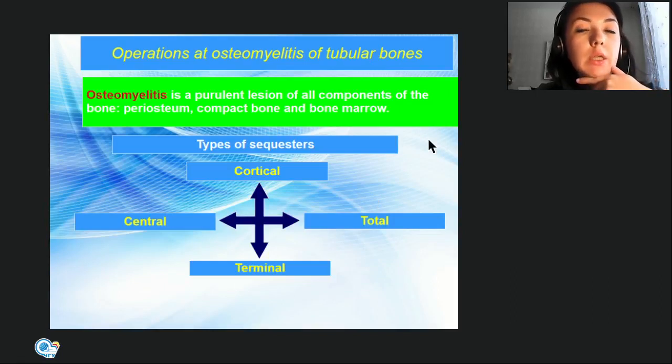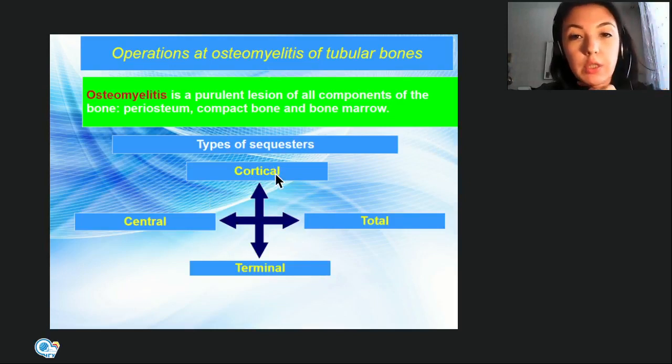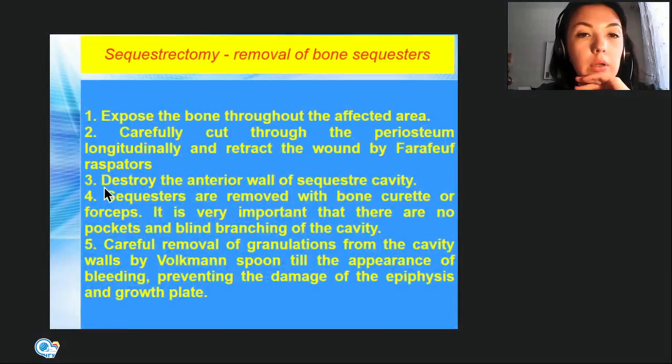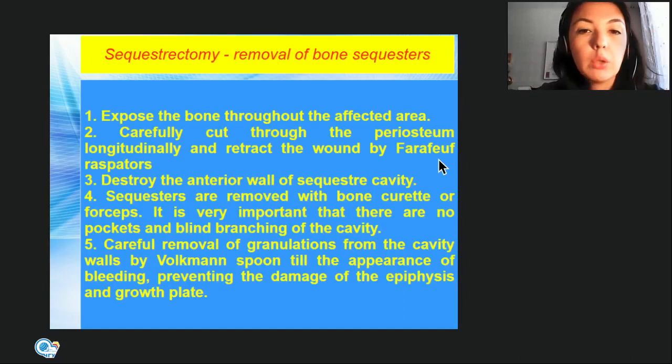So osteomyelitis is a purulent lesion of all the components of the bone: periosteum, compact bone, and bone marrow. And actually you studied it in surgery. I think that there are different types of sequesters. Depending on their location, they can be cortical, total, central, or terminal. And the surgery for removal of these sequesters, these necrotized parts, is sequestrectomy. For this sequestrectomy, a special instrument is used. It is the Volkmann spoon, the Volkmann bone curette, we can say so.